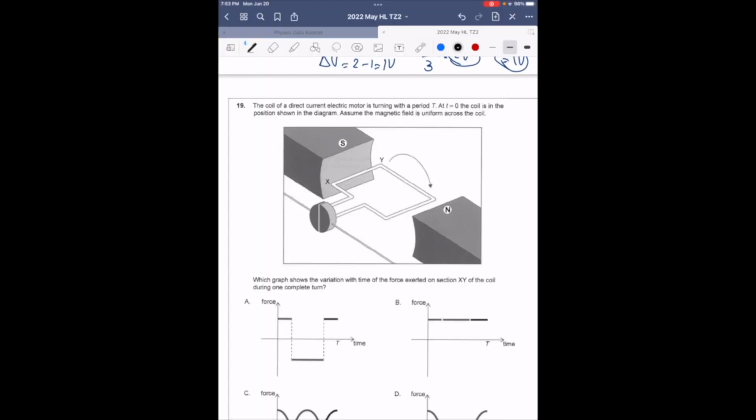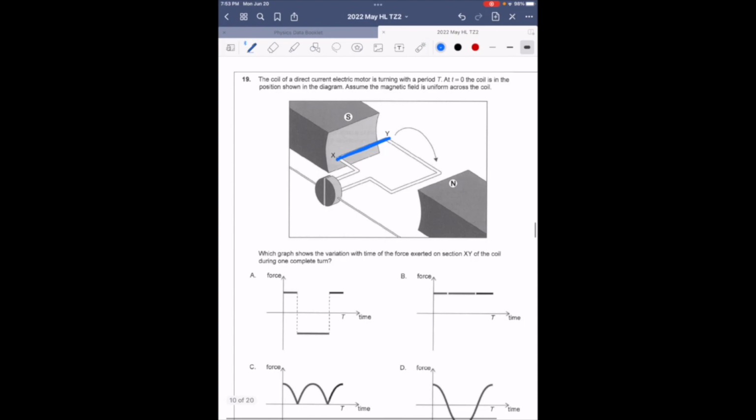They ask the force on one side of the coil, I mean section XY. Yes, they are talking about the force on this wire, how it changes with time. Looks tough, right? Alright, let's think about it.